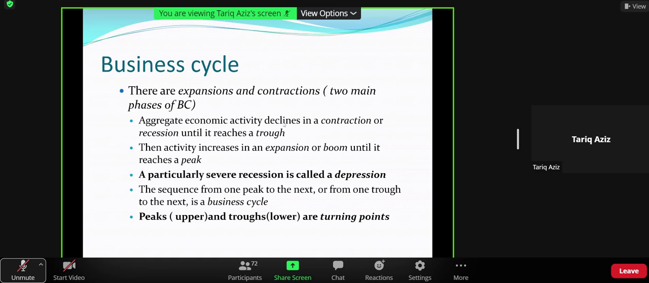So aggregate economic activity declines in a contraction or recession until it reaches a trough. What is a trough? A trough is the minimum point in the business cycle, the point where the economic activities reach their minimum. Business cycles normally look like this. This maximum point is called the peak, P-E-A-K, peak, and this minimum point is called the trough.